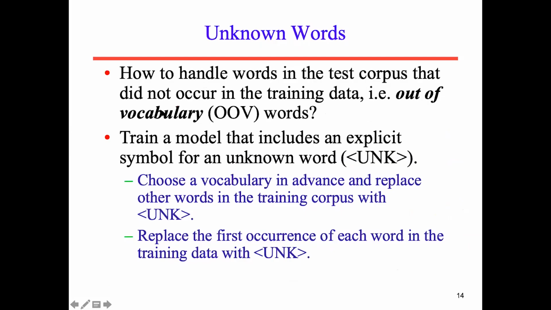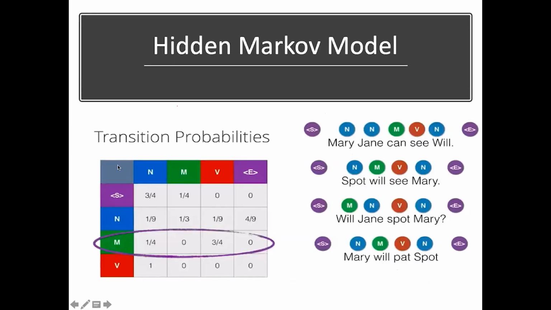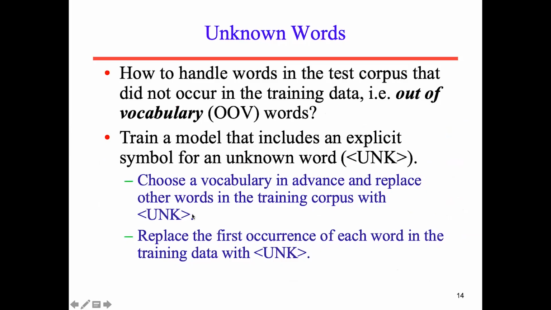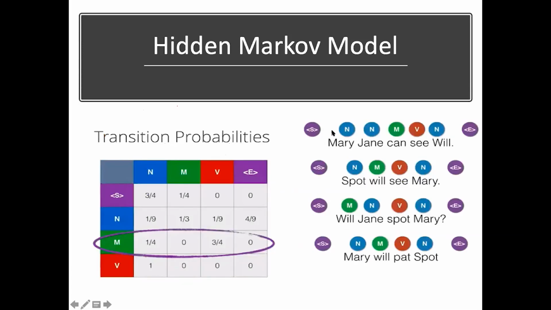And here, how the hidden Markov model solves for unknown words, which are also called out of vocabulary words, is we will train a model that includes an explicit symbol for an unknown word. In the table that we've created, we will create a word called UNK and store it into our table. And we will replace the first occurrence of each word of this data with UNK. So every time we see a word that we don't have, it will be replaced by the word UNK in our data.